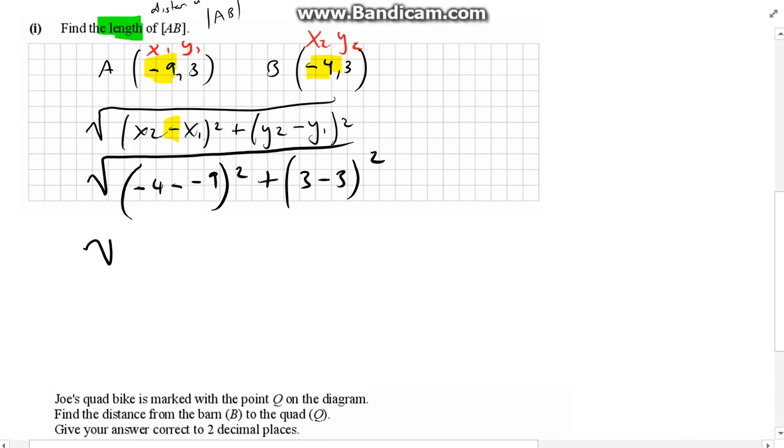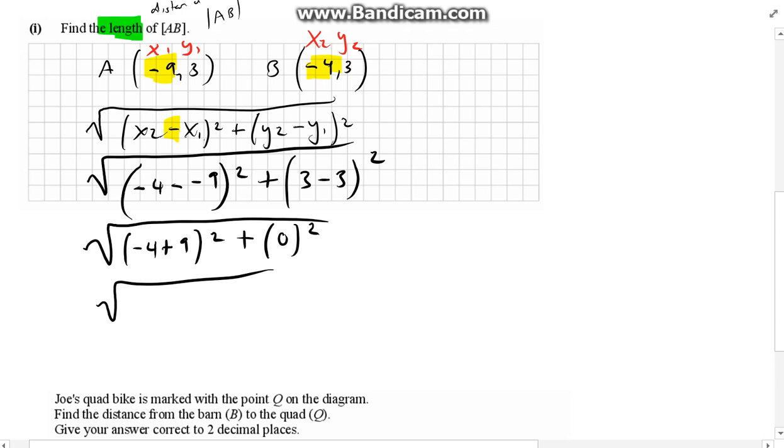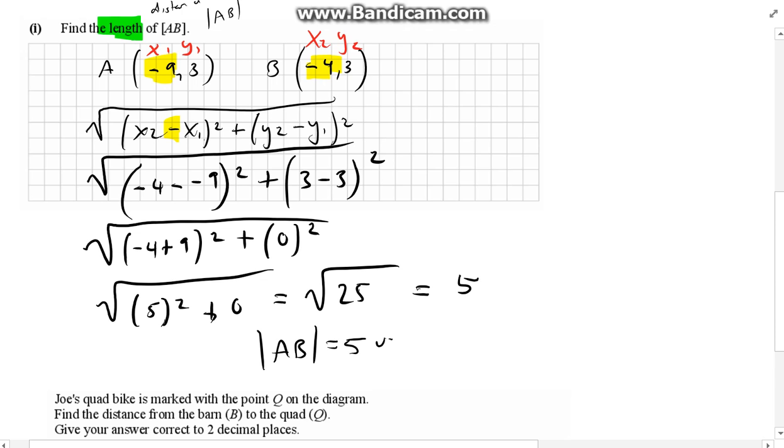So we'll have the square root of minus 4, a minus and a minus gives us a plus. A calculator would do all that for you. And 0, because 3 minus 3 is 0. So then we'll have 5 squared plus 0 squared, which is just 0. So 5 squared is going to give us 25, plus 0 is just 25. Therefore, the length AB was equal to 5 units.